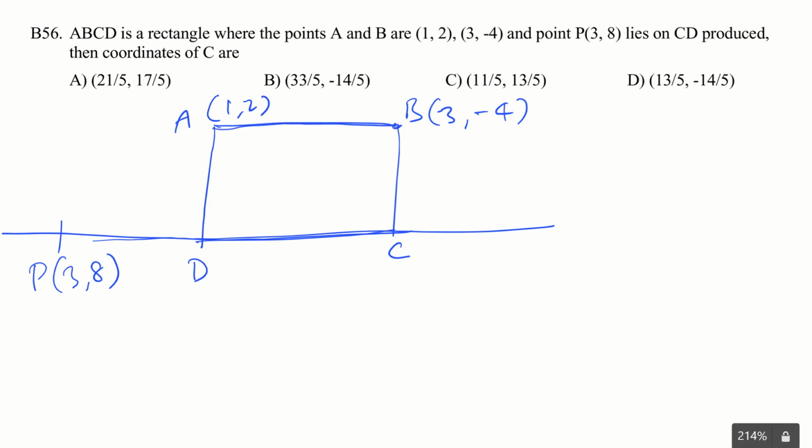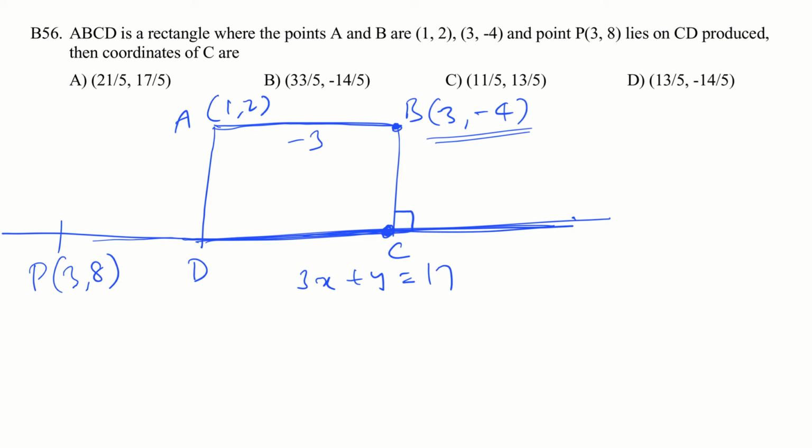So you can see that its slope is nothing but 6 by -2, that is, -3 is the slope. Therefore, I can write the equation of this line. Its line equation is 3x + y = 17. Now observe that C is nothing but the foot of the perpendicular of B on this line. So you just find its foot of the perpendicular on this line. You'll get the coordinates of C.